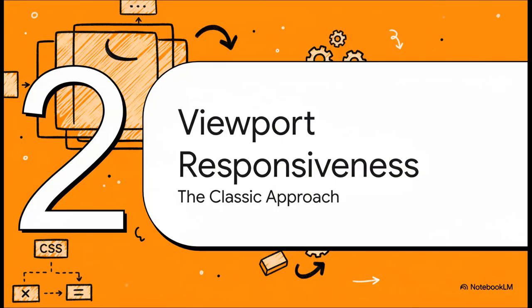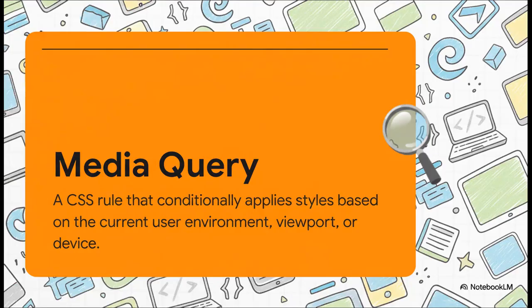Let's start with the classic approach. Our first tool is really the absolute cornerstone of responsive design. It works by looking at the big picture, the entire browser window, or what we call the viewport. And that tool is the media query. Honestly, the best way to think about it is like your CSS is asking the browser questions. It can ask, hey browser, are you wider than say 800 pixels? Or is this a phone being held sideways in landscape mode? If the browser answers yes, boom, a specific set of styles gets applied.